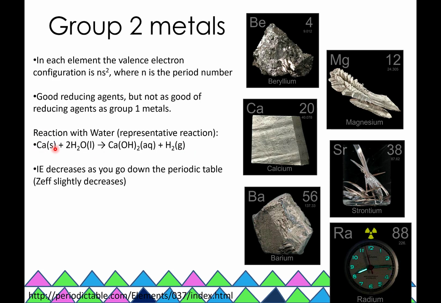When the group 2 metals react with water, they again reduce the hydrogen in water to form hydrogen gas and form the basic calcium hydroxide. So again, this is why they're called alkaline earth metals, because they increase the pH.